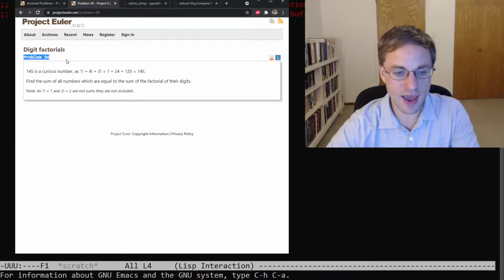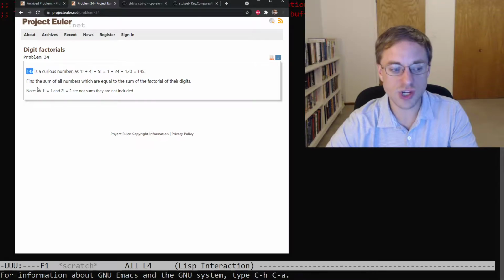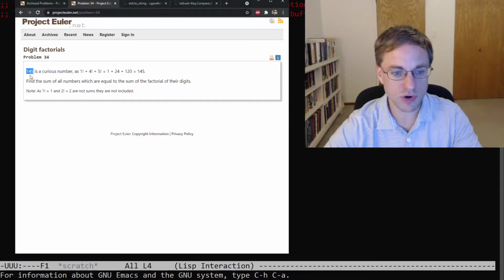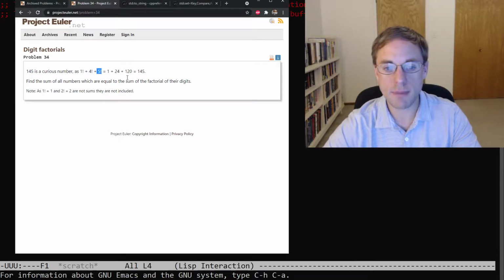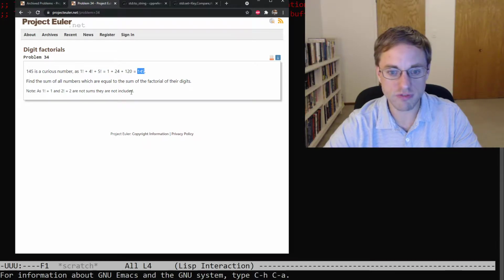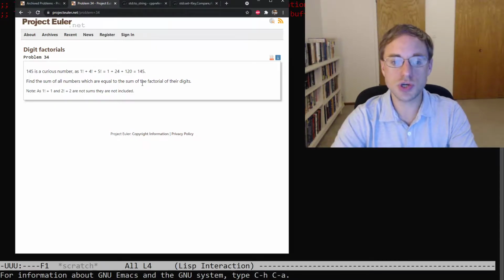So this problem asks a question about the sum of the factorial of digits of positive integers, and in particular to find numbers for which that sum gives us back the number itself. For example, 145 here, if we take 1 factorial plus 4 factorial plus 5 factorial, we get back the number 145. And it asks us to find the sum of all such numbers with at least 2 digits.